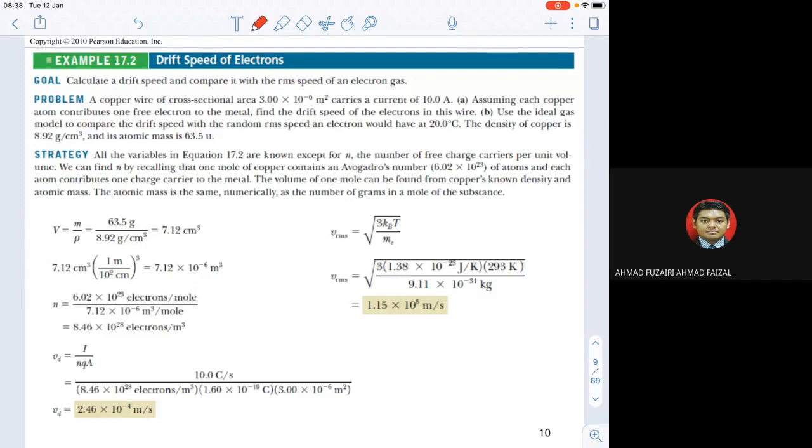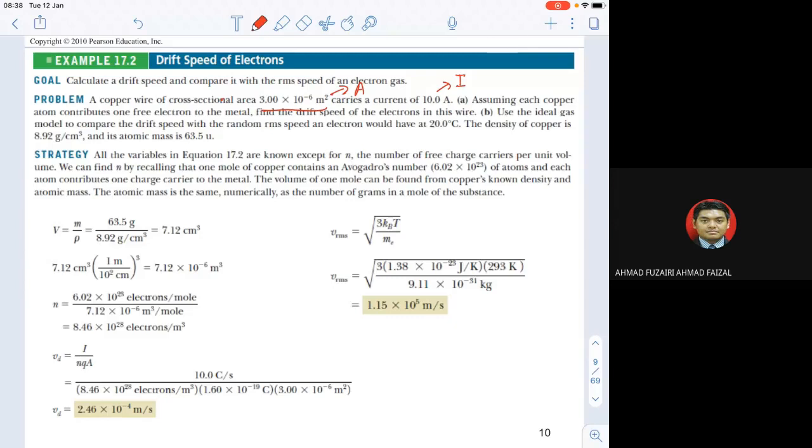The example is about the drift speed of electrons. When we talk about drift speed, we will definitely calculate something that involves a microscopic view. Let's look at each example thoroughly. A copper wire has a cross-sectional area, so this should be your A, and carries a current of 10 amperes, so this should be I. Assuming each copper atom contributes one free electron to the metal, find the drift speed of the electrons in the wire.